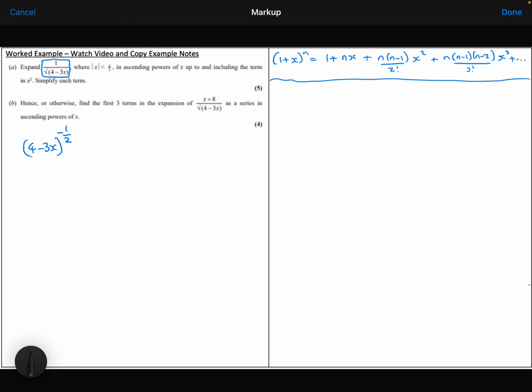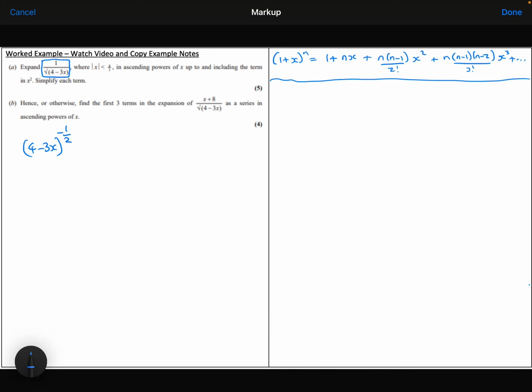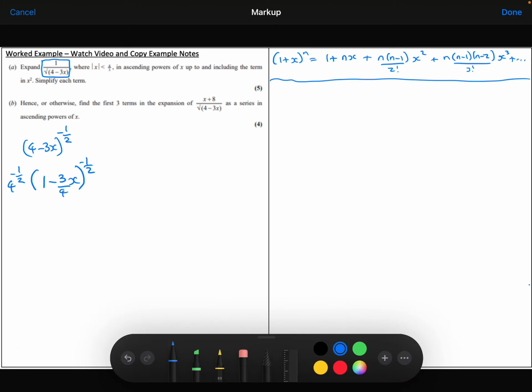The next thing I'm going to do is factorise out 4 so that I don't have a 4 at the front and I have a 1 instead. So if I factorise 4 outside, the 4 will be to the power of minus 1/2, and I will now have 1 minus 3/4 x. Right, so now I have this in the form where I can use the binomial theorem.